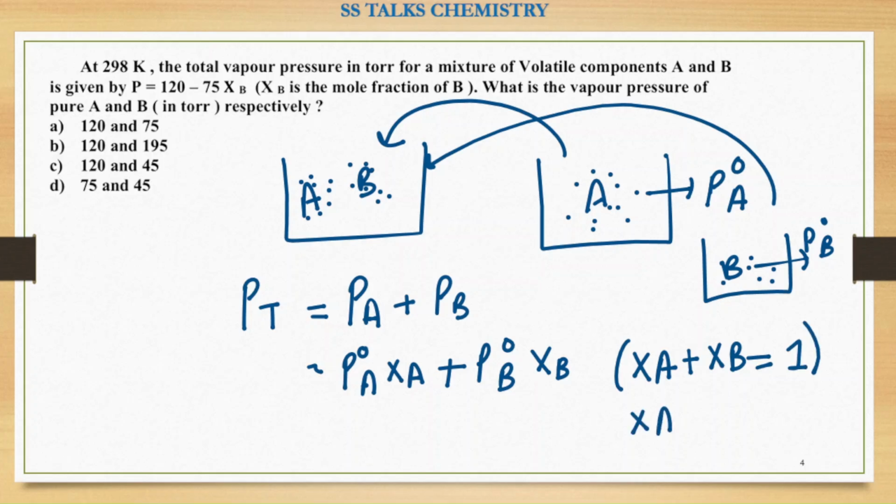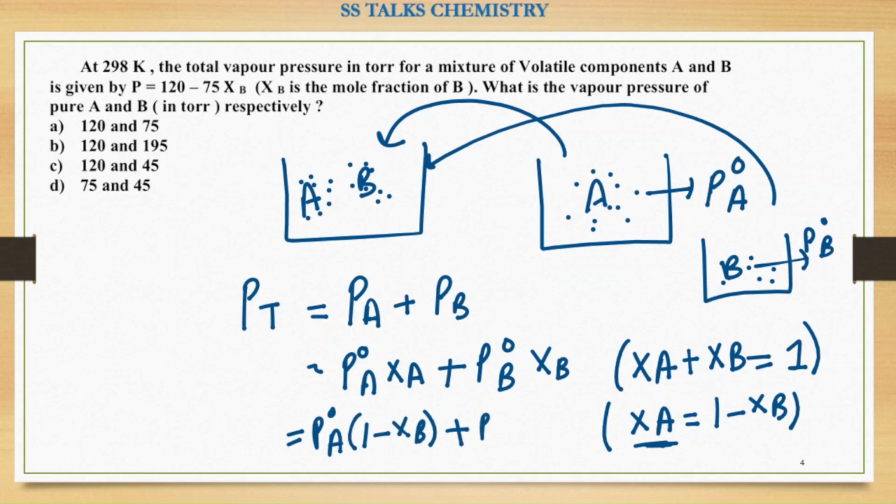Now we can write XA as 1 minus XB, because the mole fraction sum is always equal to unity. These two components are only present. Had there been more than two components, they would also have been added here. Now we substitute this for the mole fraction of A in our expression: P naught of A into (1 minus XB) plus P naught of B into XB.